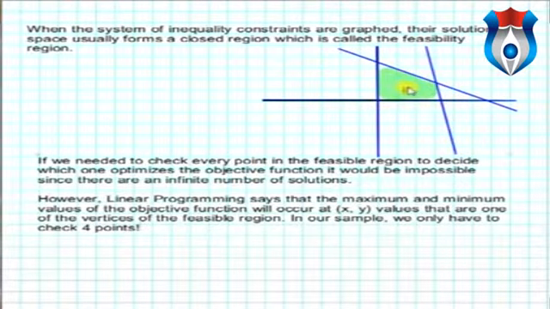As you can see, if we wanted to check all the points in the feasible region, it would be impossible because there's an infinite number of points. However, the concept of linear programming says that the maximum and minimum values for the objective function will occur at the corners or the vertices. So we only have to check the points at each of the corners. We can find the x and y coordinates of the vertices and substitute those into our objective function and decide which one provides the max and the min.